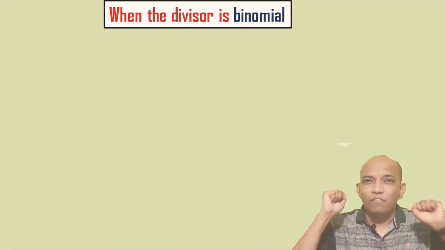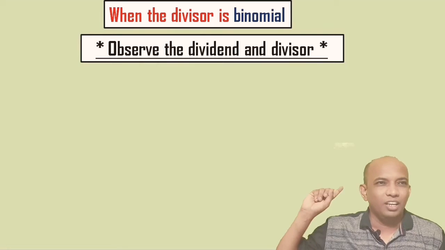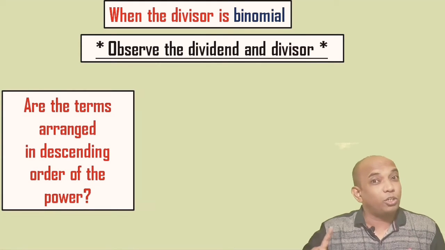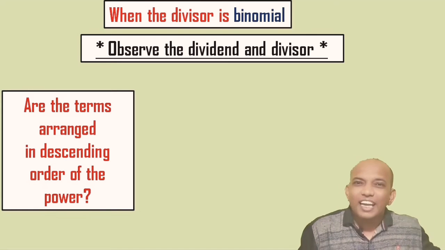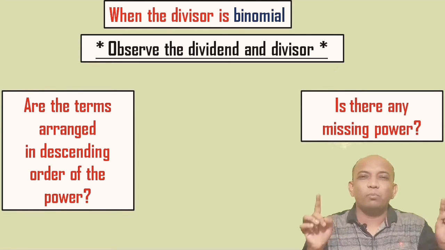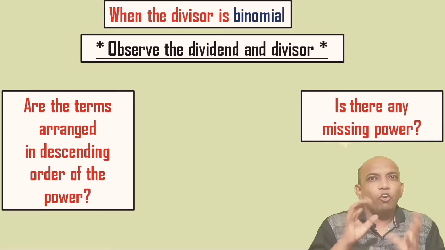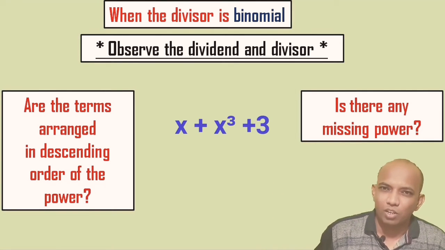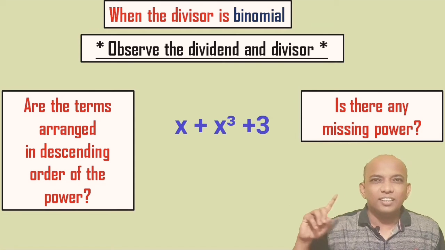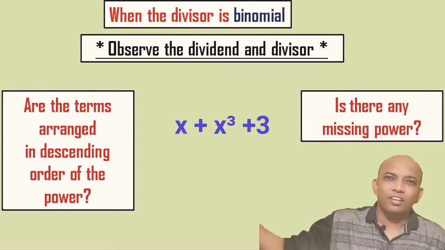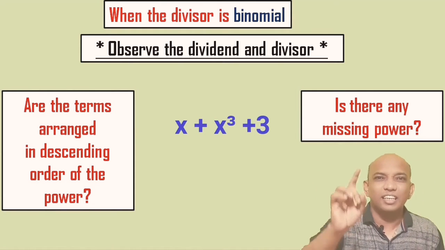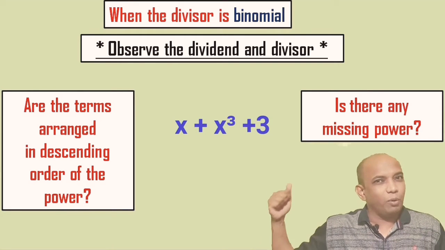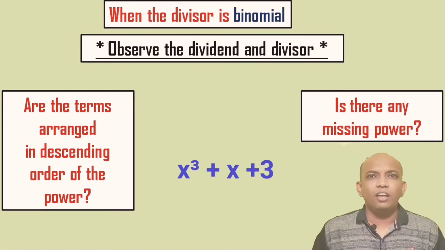What are these cares? We have to observe whether the terms are arranged in descending order or not according to power, and whether there is any missing power from the descending order. For example, consider the question x plus x cube plus 3. If you observe this, according to the power, the terms are not arranged in descending order. So arrange them in descending order, the way you are looking on the screen. It will be x cube plus x plus 3.